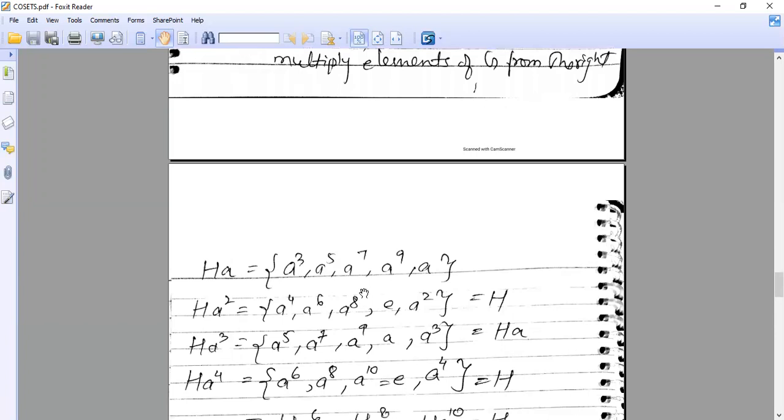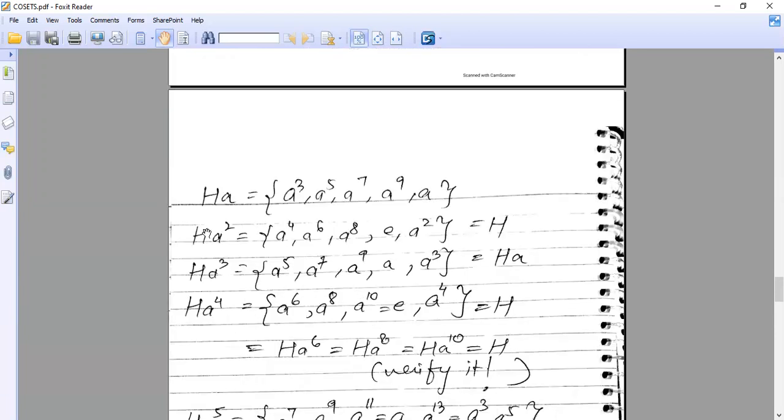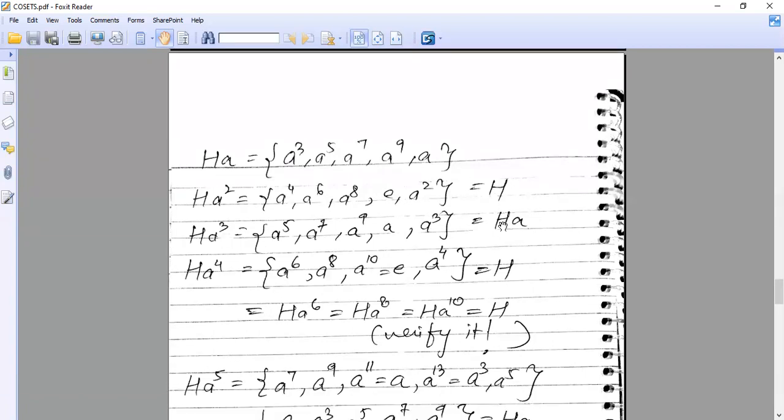The next coset is Ha². So for Ha², we are multiplying all the elements of H with a². This is giving you basically H, so this is equal to H. Then Ha³ is giving you these elements, and this is equal to Ha. Ha and Ha³, they are the same cosets.